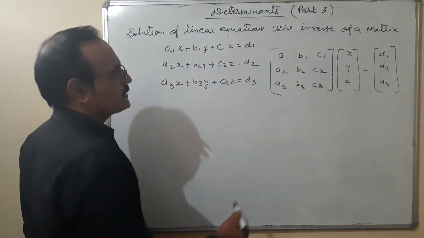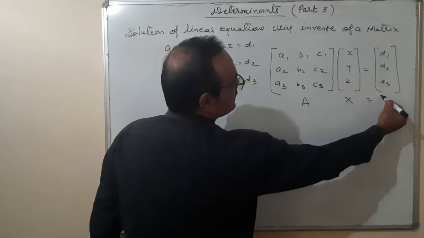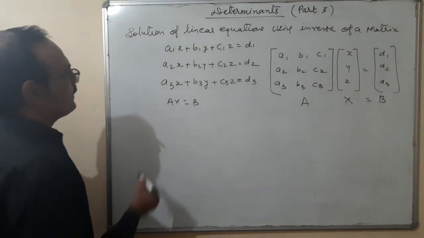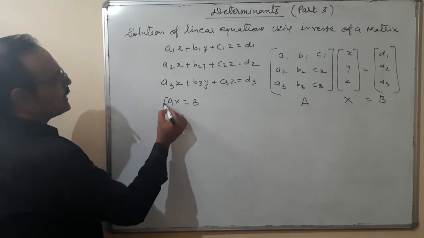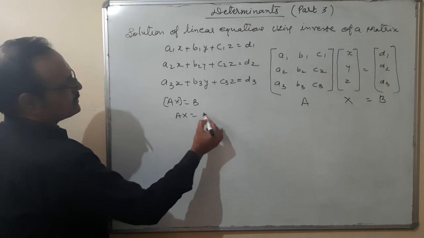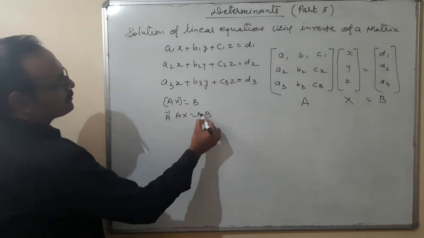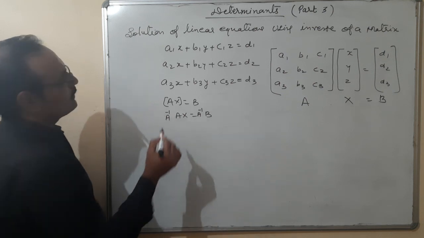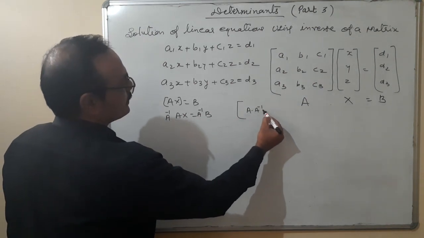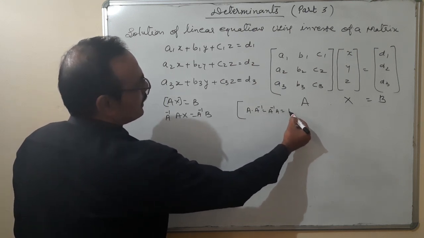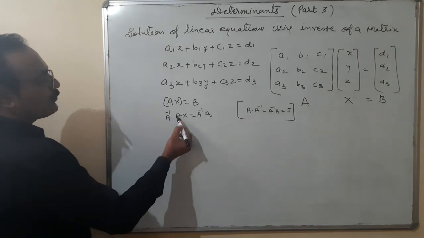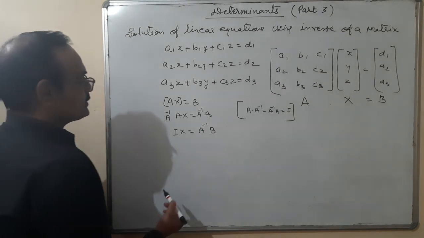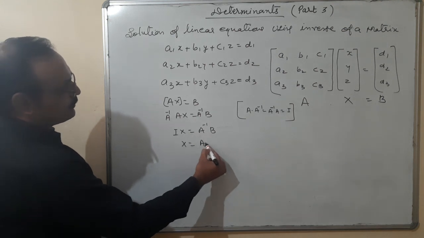Let us consider this as A, this is X, and this is equal to B. So it becomes AX is equal to B. In this AX is equal to B, if I multiply both sides by A inverse, A inverse into A is I, because you know that A into A inverse is equal to A inverse into A is equal to I. So IX is equal to A inverse B. That means the value of I into X is X, so X is equal to A inverse B.